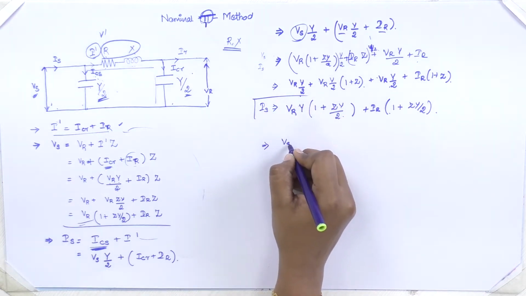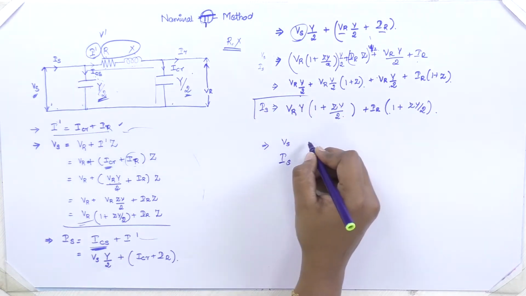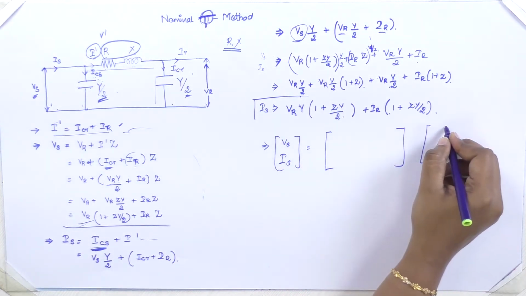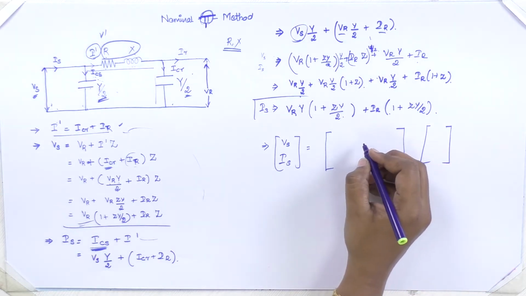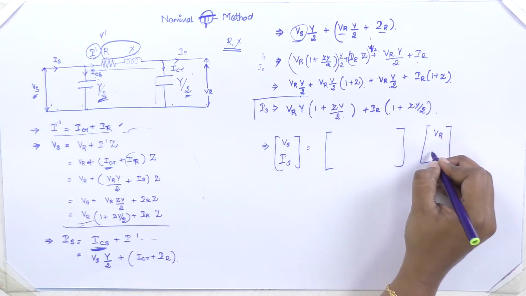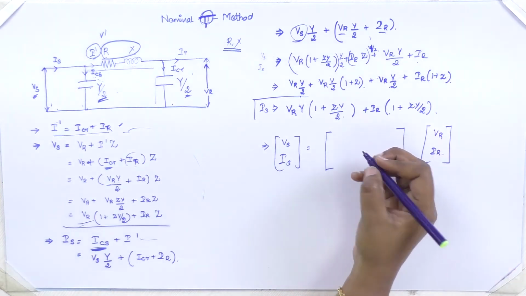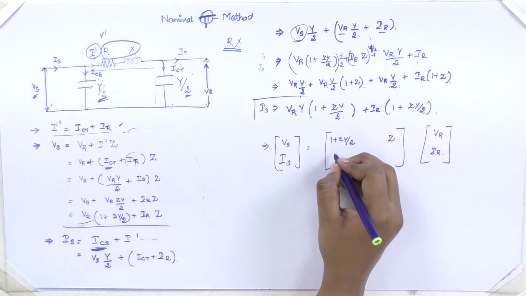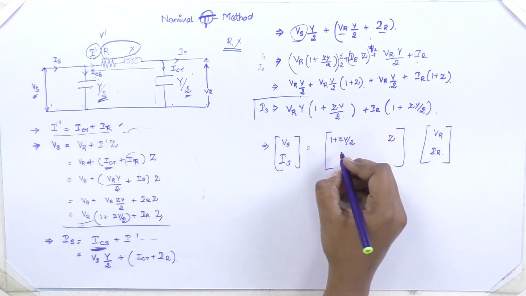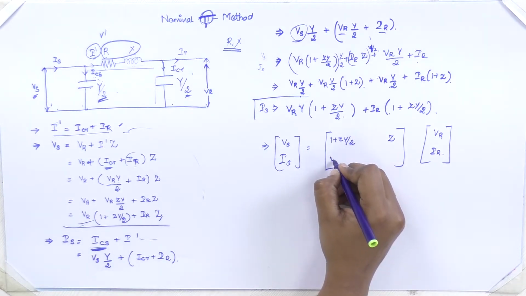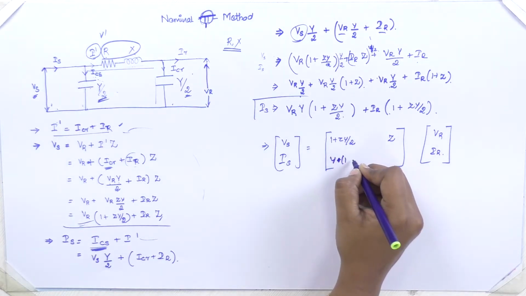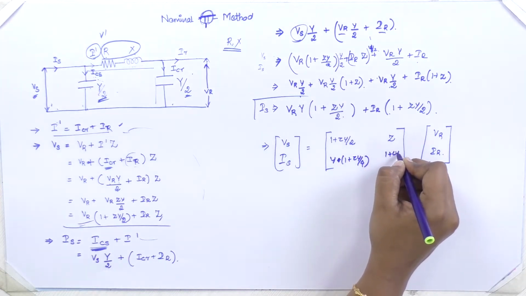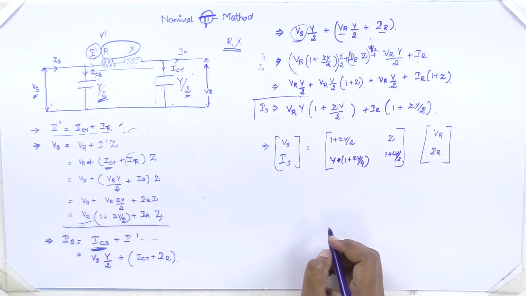So I am rewriting this equation, Vs and IS in terms of VR and IR. So 1 plus ZY by 2, here it is simply Z, and here it is Y into 1 plus ZY by 4, and here it will be 1 plus ZY by 2. This is the ABCD parameter.